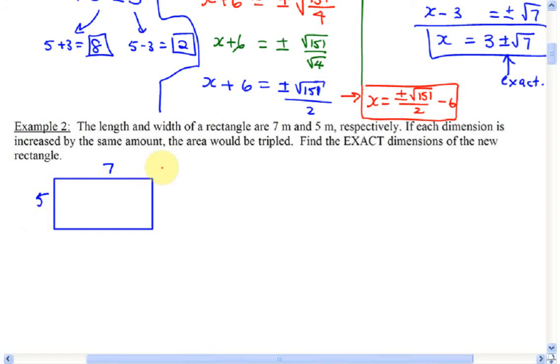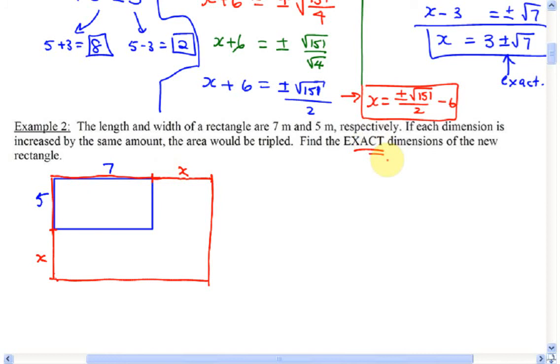Plus x. If I were to increase something by x, let's call this distance here x. And if I increase this one by the same amount, so draw something that's almost the same, that's x. What does it say then? Then it says the area of the new rectangle would be tripled. 3 times as big. And they want you to find the dimensions of the new rectangle. Notice it says exact dimensions, so don't round, no decimals.